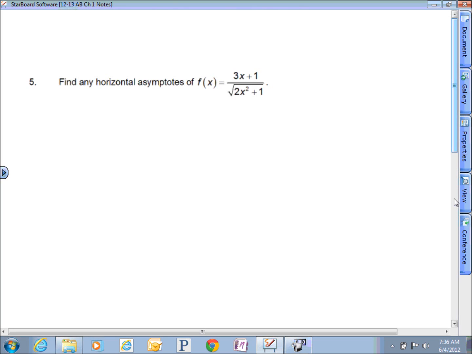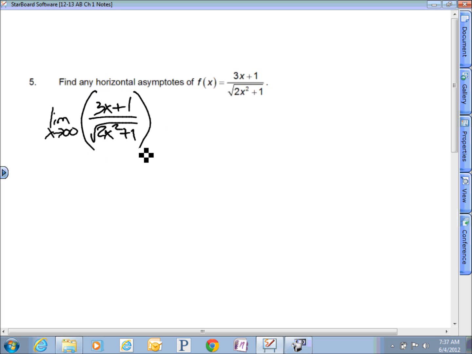Let's look at this problem number 5 instead. This one specifically, instead of saying take a limit, says find horizontal asymptotes. Well, the way you do that is you take the limit as x approaches infinity. Well, if I take the limit as x approaches infinity, now it looks just like the problems we were just doing.